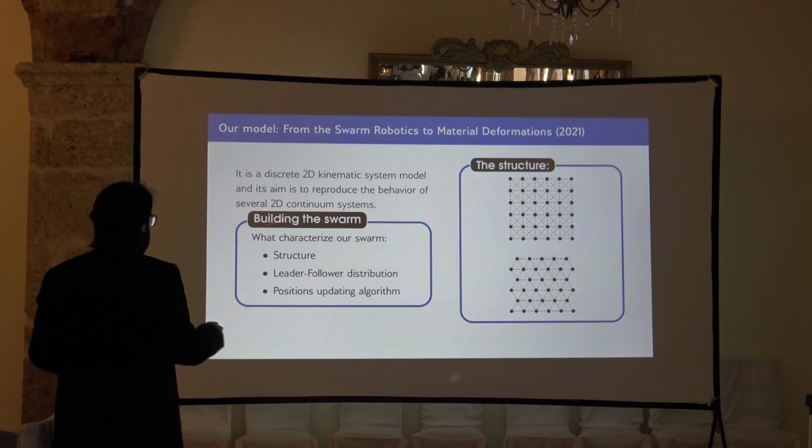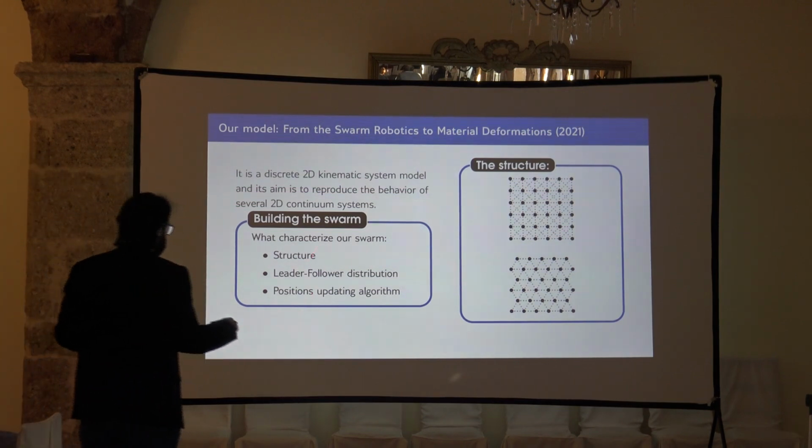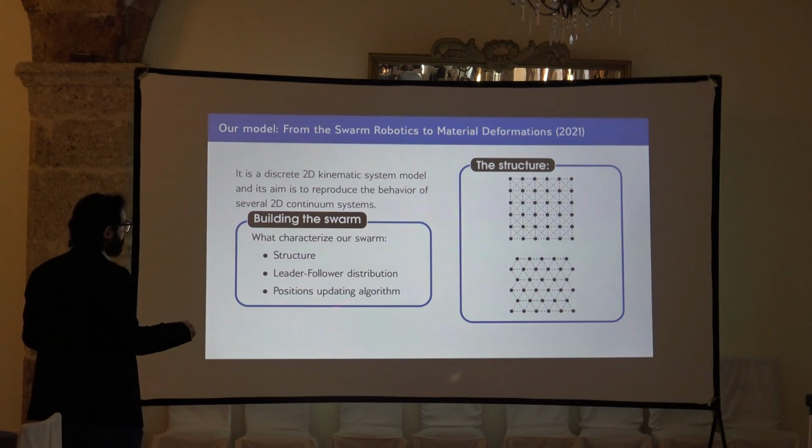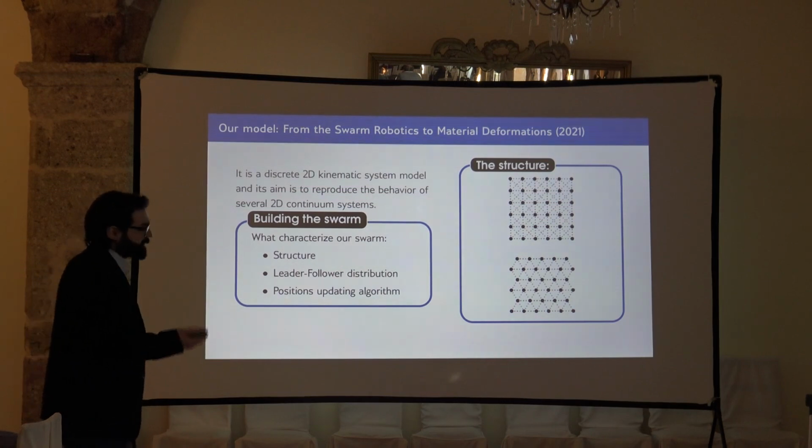Now, our swarm is characterized by three things: the structure, the follower distribution, and the points updating algorithm. The structure.